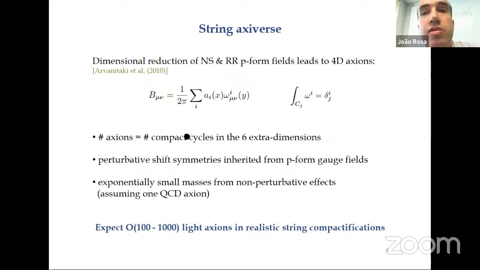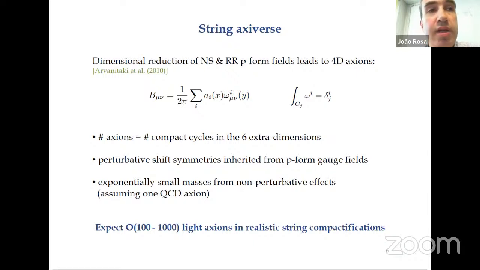So essentially, the number of axions that you get in your 4 dimensions is as many as the number of compact cycles that you have in the 6 extra dimensions. This is for 2-cycles, but other fields involve other cycles. Just from combinatorics, because you have 6 extra dimensions, you have a large number of these scalar fields in your 4-dimensional theory. Why do we call them axions? Because these tensor fields have gauge symmetries in the 10 dimensions, and these scalar fields inherit perturbative shift symmetries from these underlying gauge symmetries. So they have shift symmetries like the axions that forbid mass terms at tree level. In principle, but they can get masses from non-perturbative effects, and those are typically exponentially small.